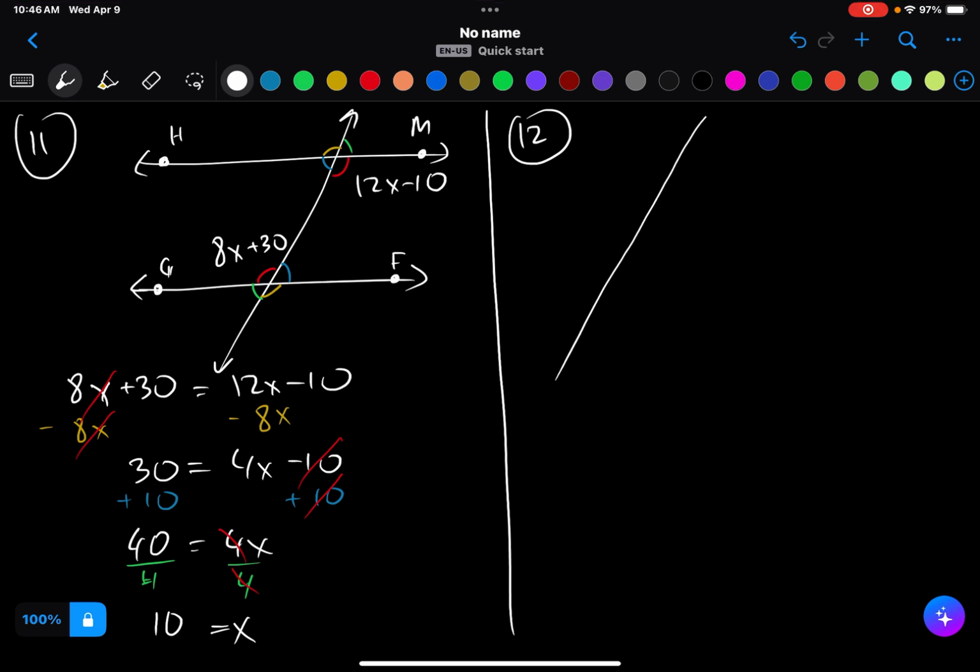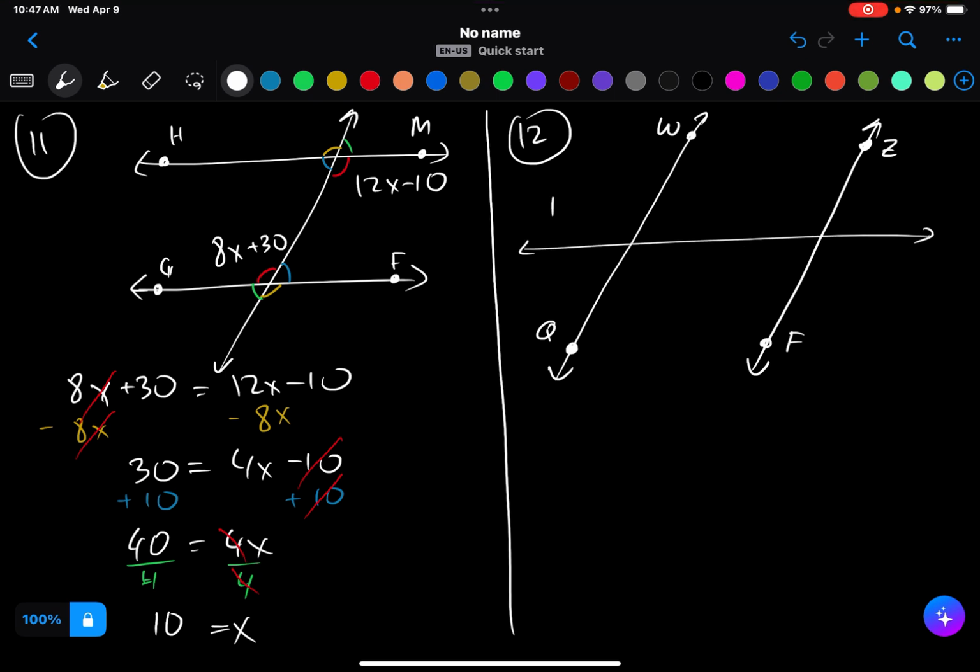So again, you have two parallel lines. In this case, you have line WQ or QW. Doesn't matter how you read it. And line ZF or FZ. So these two lines are parallel to each other. They're being split by a third line. And then the angles that I give you are this one and this one.